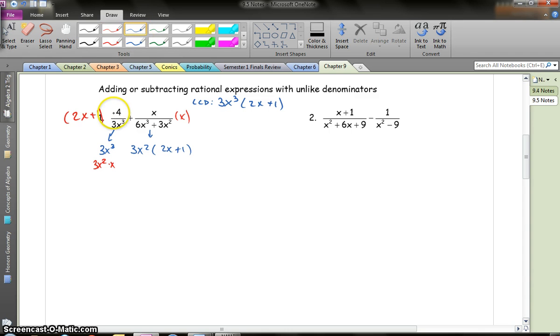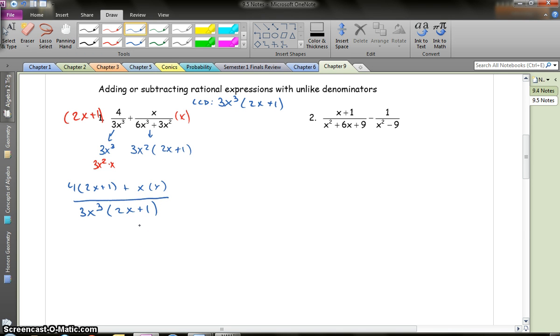So now you're going to multiply the top with that. So 4 times 2x plus 1, the piece we're missing, and we're going to add it to x, the numerator, times the piece we're missing. Now your denominator is always going to be your LCD, your least common denominator. That's why it's very important to figure that out first.